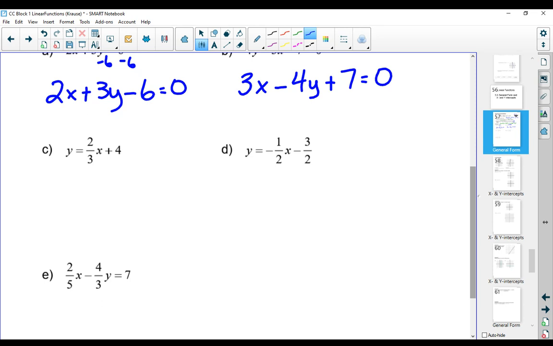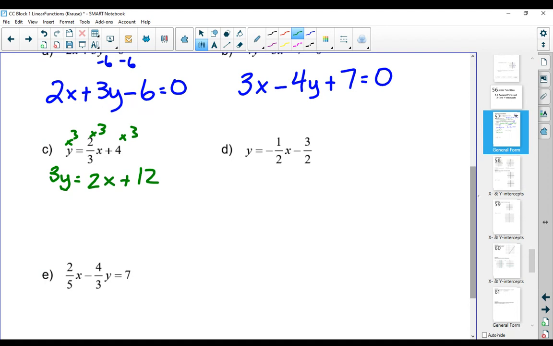All right, for c, we need to get rid of a fraction. So we have y equals 2/3 x plus 4. Well, the easiest way to get rid of that fraction is to multiply everything by 3. So 3 times y is 3y. 2/3 times 3 is 2, so we've got 2x. 4 times 3 is 12.